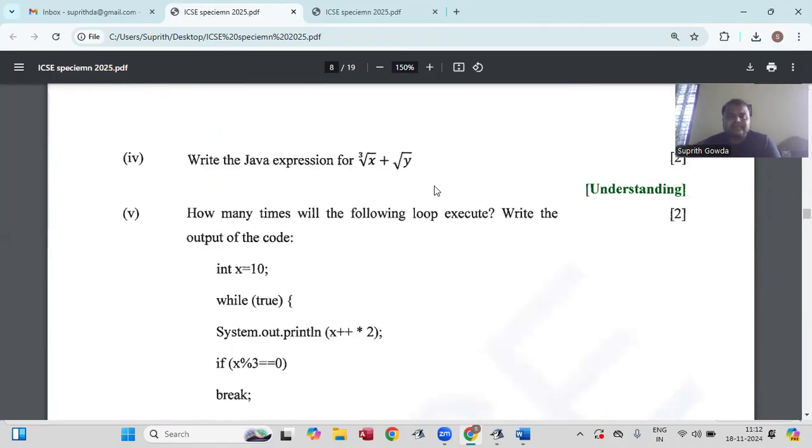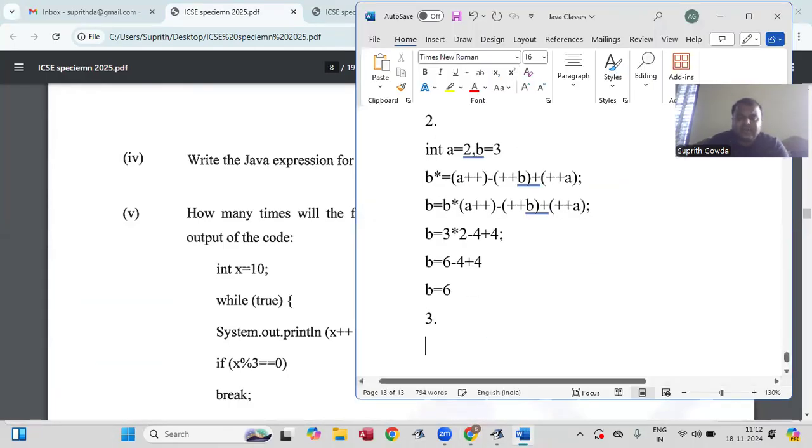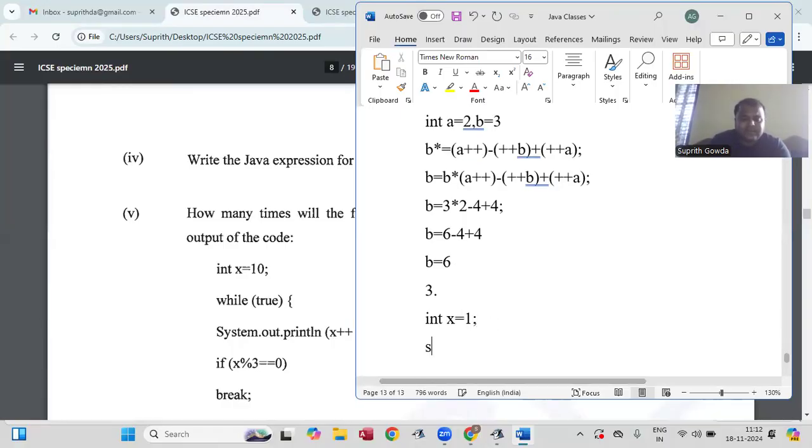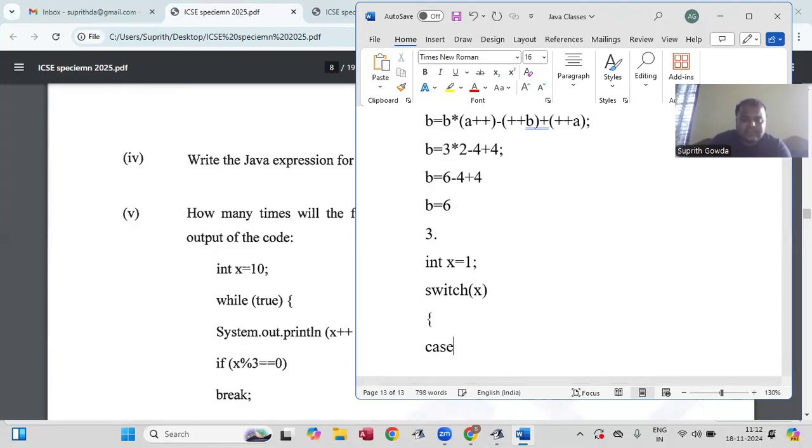You know the switch, right? Write the Java expression for cube root of 3 plus square root of 5. And that is Math.cbrt, you can rewrite. So question number 3, what can we type? Integer x is equal to 1.